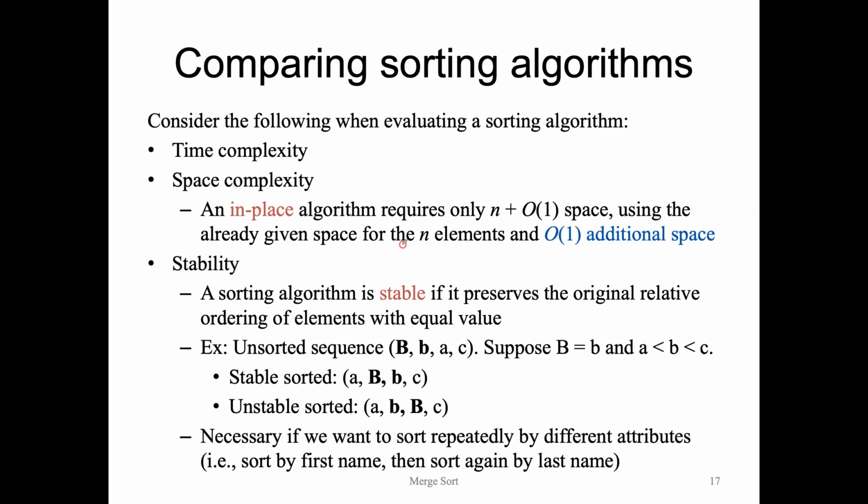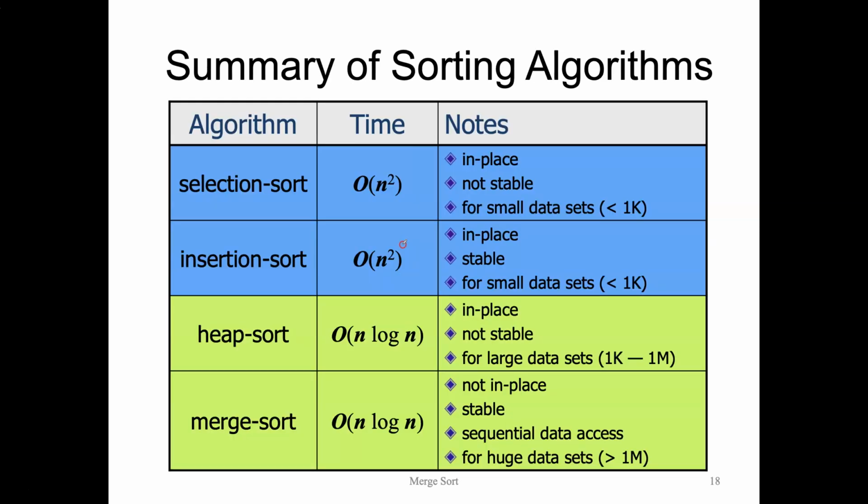So how do the previous sorting algorithms that we've seen compare with respect to time, space, and stability? Well, selection sort and insertion sort we know are not as efficient. They run in quadratic time. But we saw for them implementations which were in place. Unfortunately, selection sort is not stable.